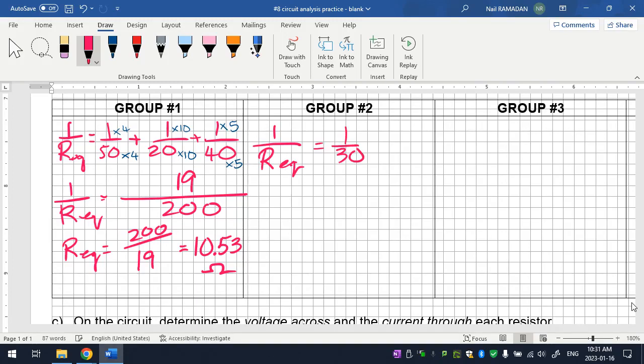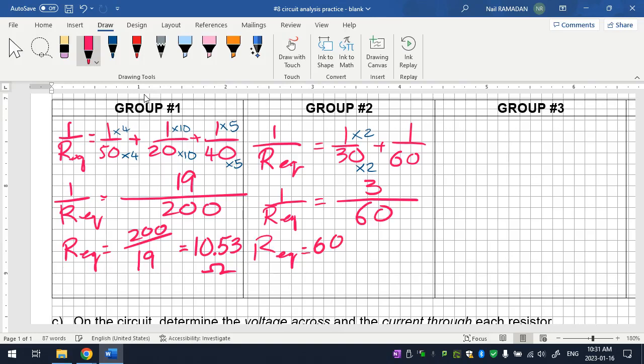1 over 30 plus 1 over 60. What's common between these two? 60. So I just need to change this guy. So 1 over REQ equals something over 60, and you get 3. Nice. So REQ is equal to 60 divided by 3, which is how much? 20. I'm just going to keep it as 20, even with one sig fig. I'm just going to worry about the sig figs towards the end.